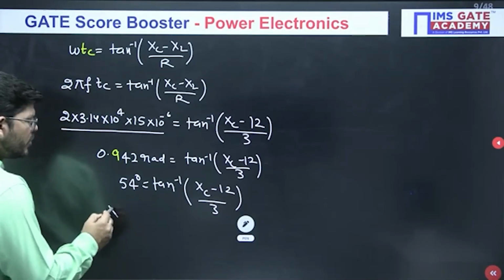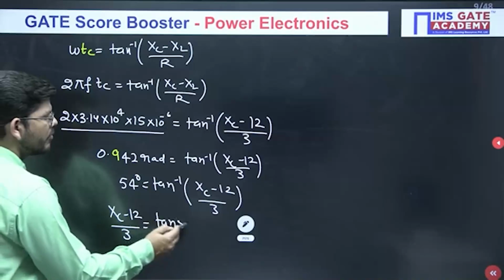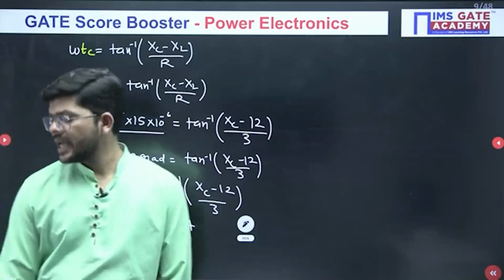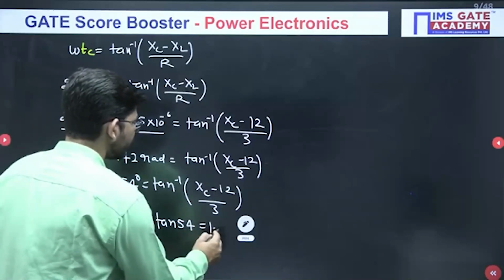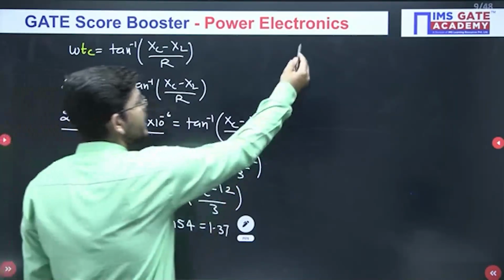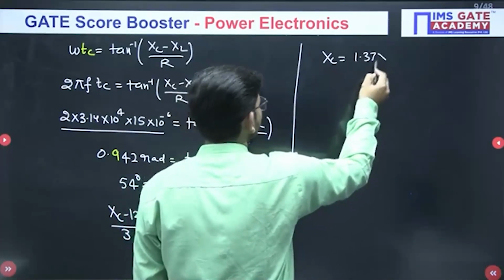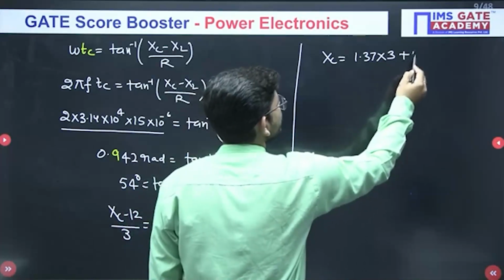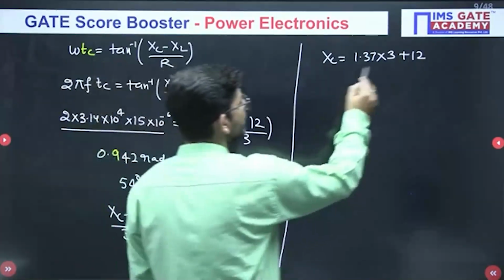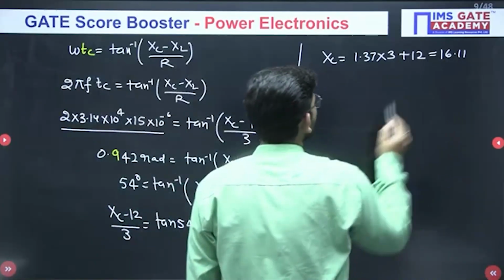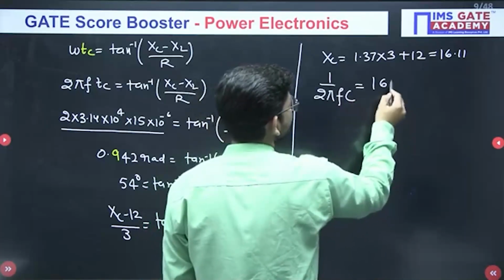So now (XC minus 12) by 3 will be tan 54 degrees, and tan of 54 is around 1.37. Now we have only one unknown, which is XC. XC will be 1.37 into 3 plus 12. From here you get XC equals 16.11. And XC is 1 upon 2 pi fC, which equals 16.11.